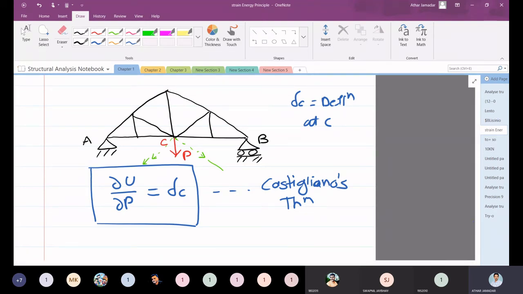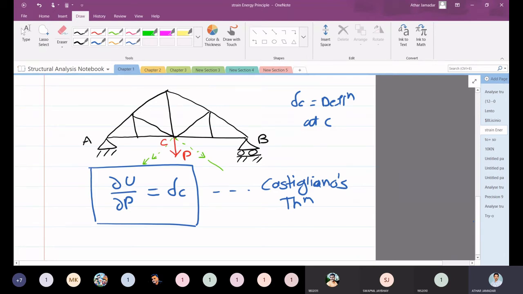So remember this, whenever you want to find out deflection at any point in the direction of the load acting at that point, you have to take the partial derivative of the total strain energy stored in the entire truss or entire structure with respect to that load. It will represent the deflection acting at that point.